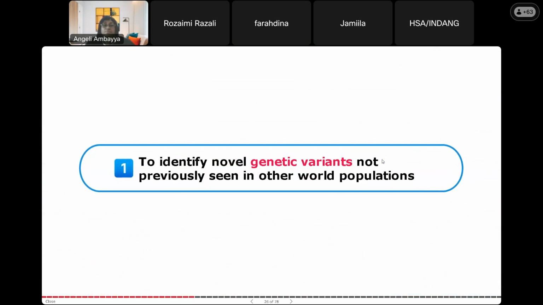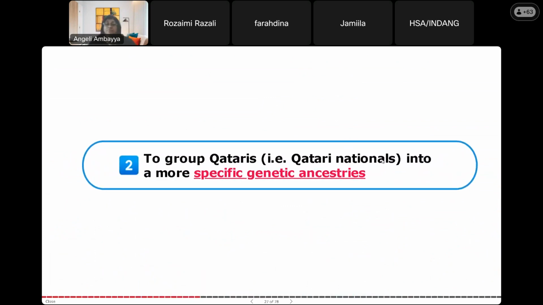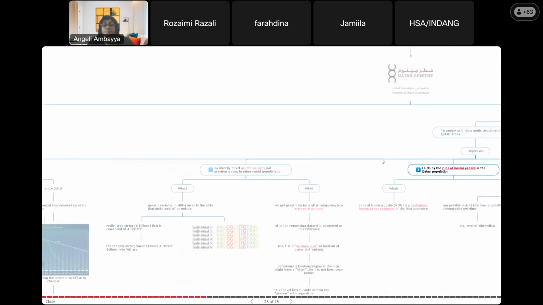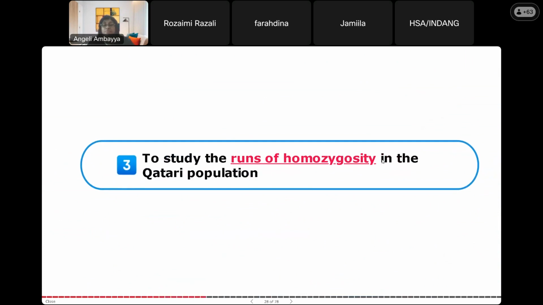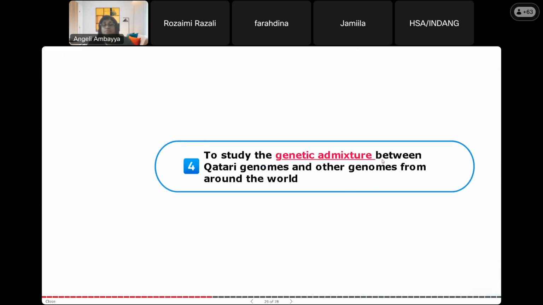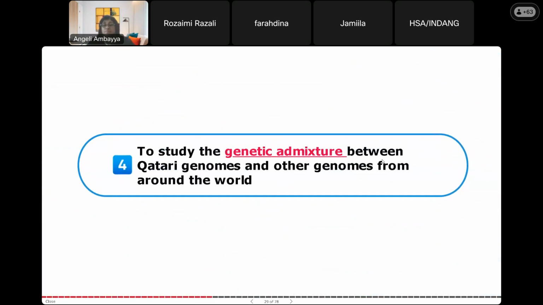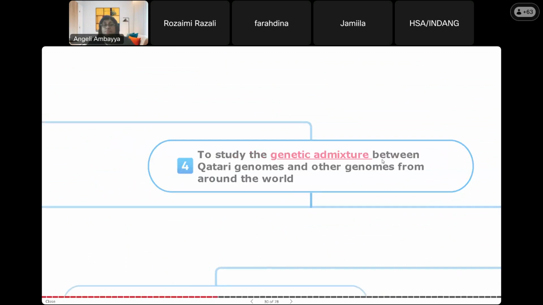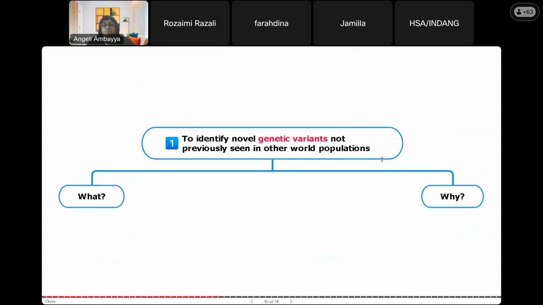The first one is to identify novel genetic variants that have not been seen in other world population previously. Second is to group Qatari nationals into specific genetic ancestry. The third is to study the run of homozygosity in the Qatari population. The fourth is to study the genetic admixture between Qatari genome and other genomes from around the world. So I mentioned 5, actually it's 4. Okay, so well, there are 5, but for this presentation, I'm just showing 4 out of 5.